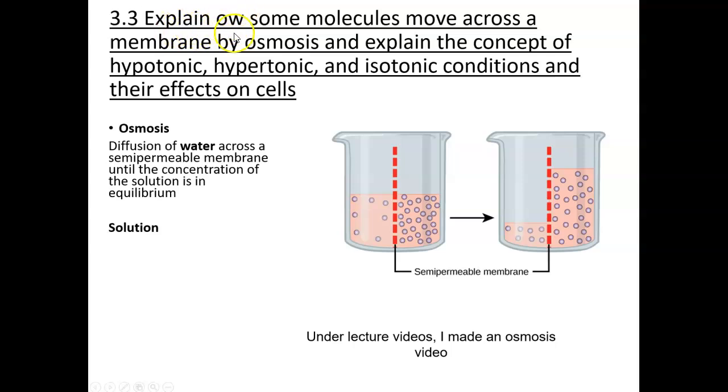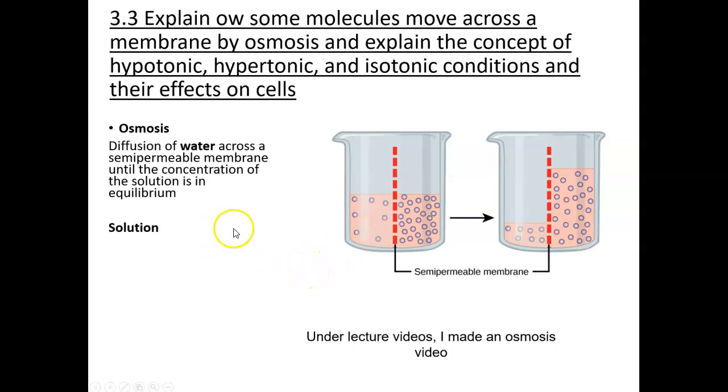The next learning outcome is: explain how some molecules move across a membrane by osmosis, and explain the concept of hypotonic, hypertonic, and isotonic conditions on cells. For some people, osmosis can be challenging. It is a concept that is important every minute of our life. Our body has to be dealing with osmosis. If you understand osmosis, it might help you understand some physiological things in the body a little bit better. It's a really important concept. If you are pursuing healthcare, nursing, or EMT, or anything like that, you definitely want to know about osmosis. So put the effort in to understand this, because once you do, it's a pretty important concept that you can apply.